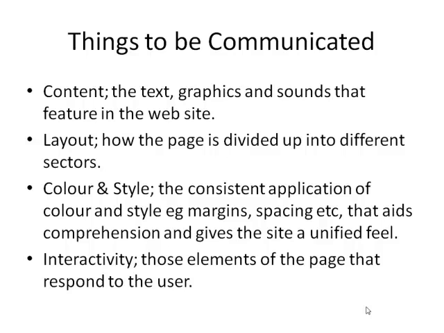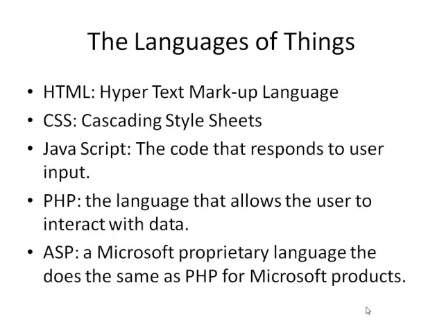First off, I've divided the different aspects of the website into 4 different categories. The content, which are the text, the graphics, the sounds, etc. The layout, this is how the page is divided up visually. The color and the style which are being applied to the page, and interactivity, and by that what I mean is how the web page is going to respond to events initiated by the user.